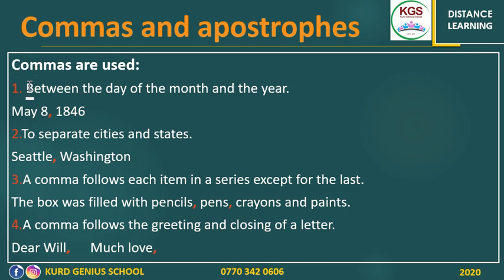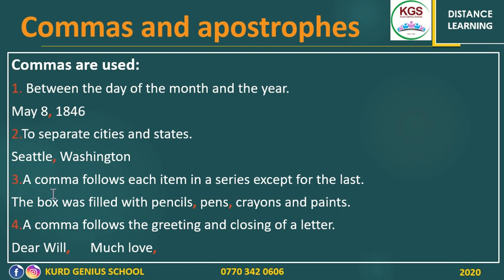Commas are used in these cases. Number one, between the day of the month and the year. If you see a month, the day of the month, then a year, between the day of the month and the year, there must be a comma. Number two, to separate cities and states. As you have it here, we have Seattle and Washington. We have a comma here.